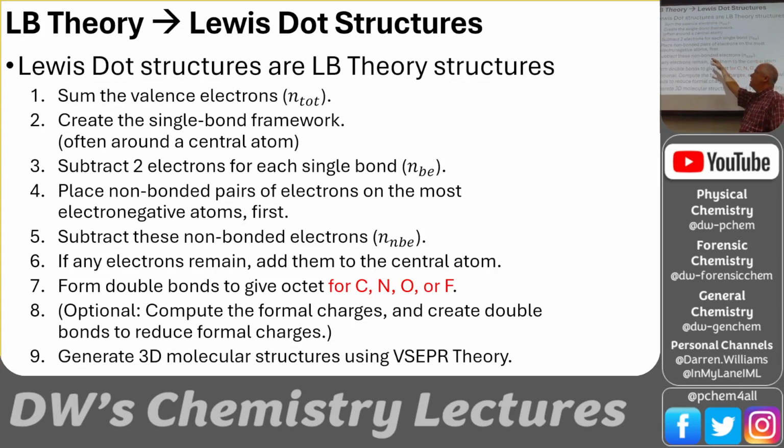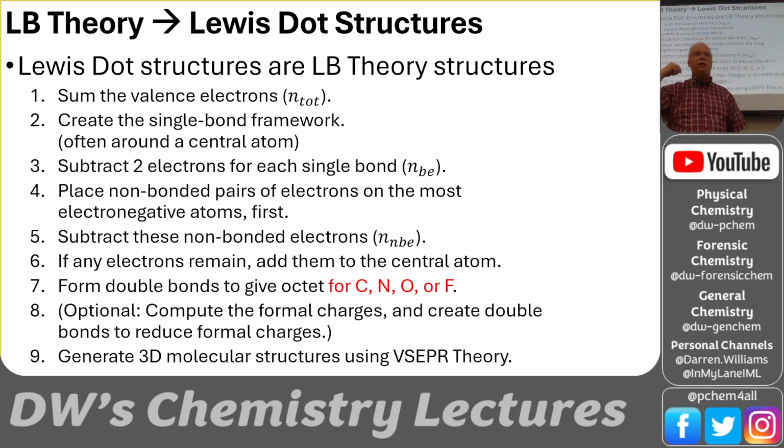And then we're going to place the non-bonded pairs of electrons on the most electronegative atoms first. And we're going to learn about electronegativity today. And then we subtract these non-bonded electrons from the total. And if any electrons remain, we're going to add them to the central atom. And then we're going to form double bonds to give an octet for carbon, nitrogen, oxygen, and fluorine. And then optional, this will be something we do next time, is we're going to compute the formal charges. And then later in the semester, we're going to generate 3D structures using VSEPR theory. So this is the full thing. You can put a star on this page in your notes so you can come back to it if you ever need to review this procedure.